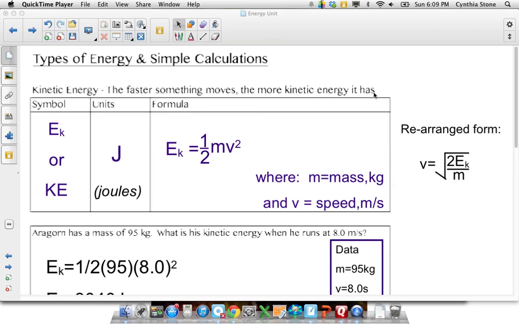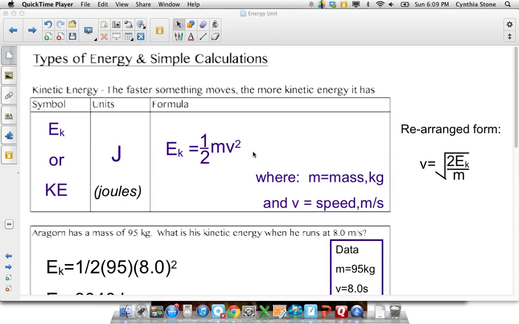Just quite simply. Okay? The symbol for kinetic energy, usually it's capital E with a little K on it. Sometimes, maybe out of my laziness or maybe the textbook, I don't know, but sometimes I'll just say KE for kinetic energy. The units for all energies is joules. That never changes, same as work. And here's the formula.